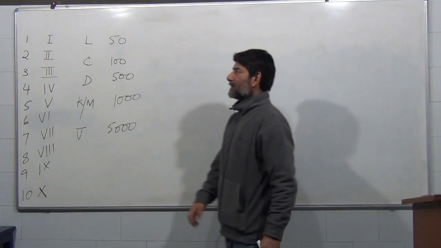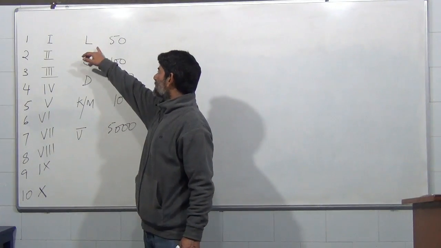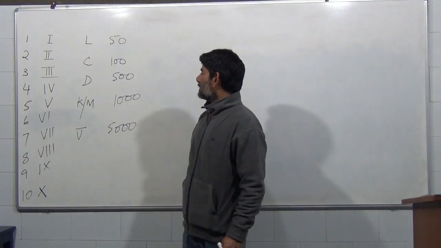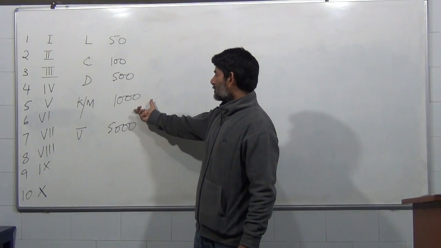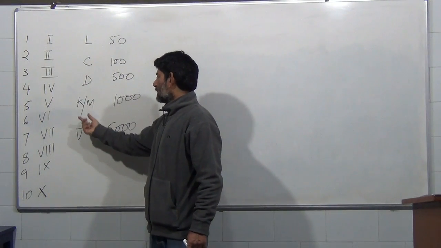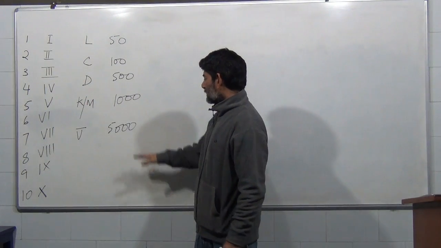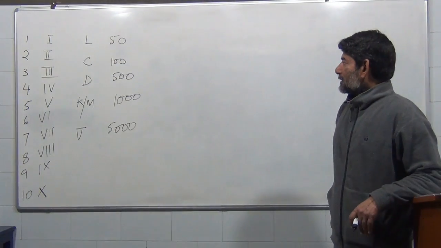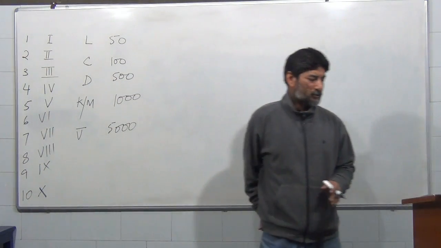What we also need to know is that they had symbols for larger numbers. For example, L represented 50, C was the representative for 100, 500 was denoted by D, the number 1000 could be written as either a K or an M, one of the two. The value of a K or an M was 1000, and 5000 was written with a V and a bar on top.